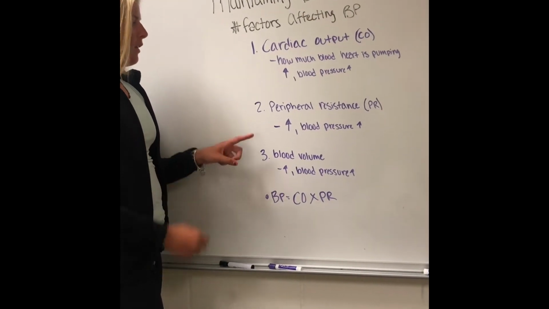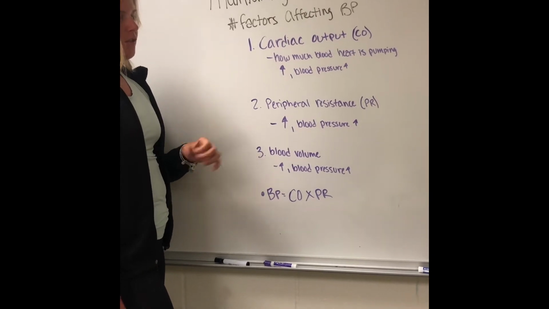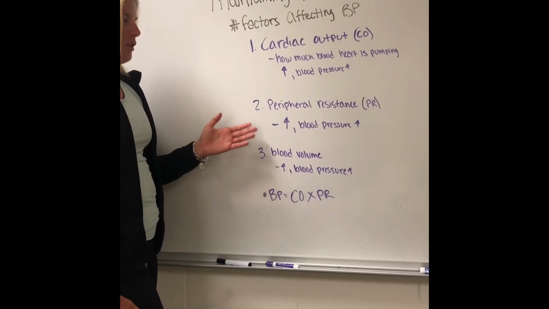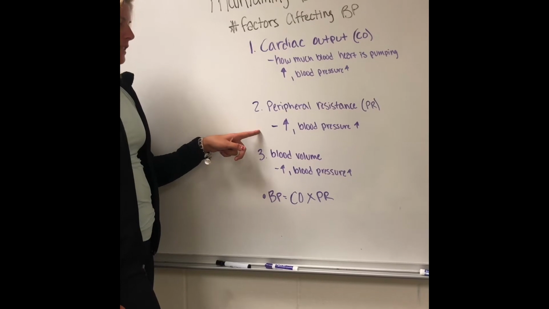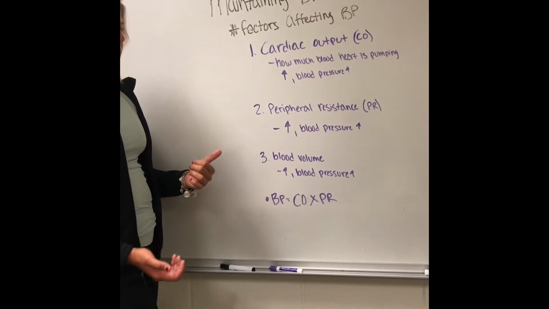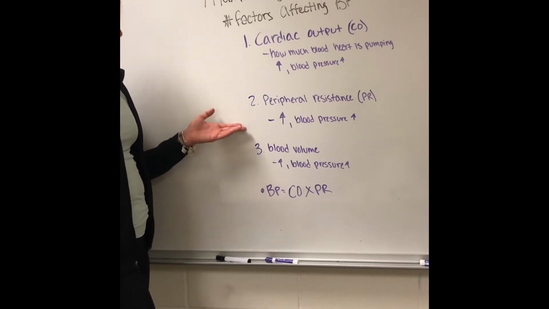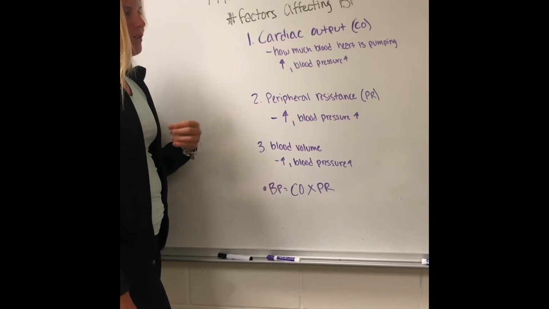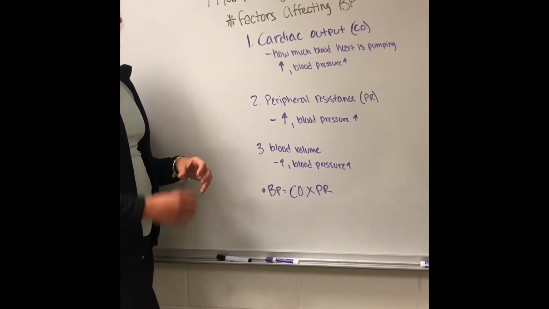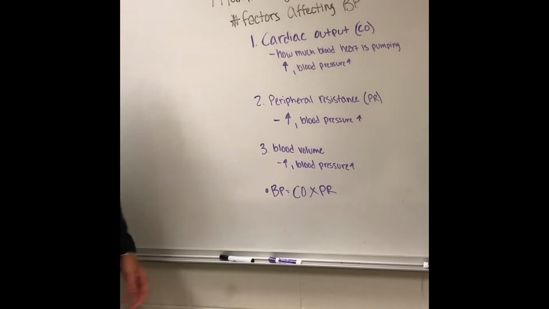And then you have peripheral resistance, which is a resistance from something being put on your blood vessels. So if you have a higher resistance, you're going to have a higher blood pressure, and if you have a lower resistance, your blood pressure is going to be lower. And a condition that would go with this would be atherosclerosis, which would be plaques built up in your blood vessels, which is making a resistance for your blood to flow.